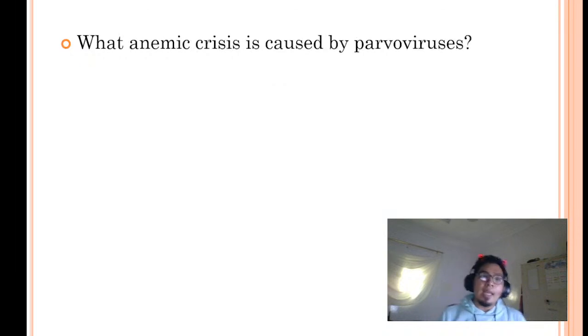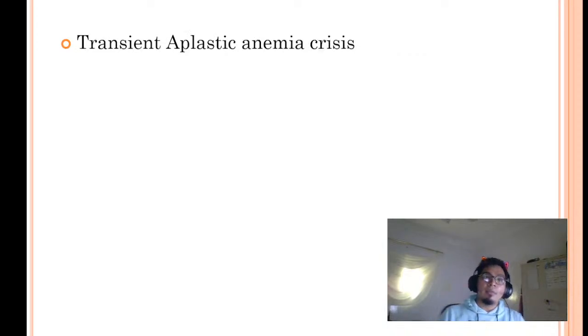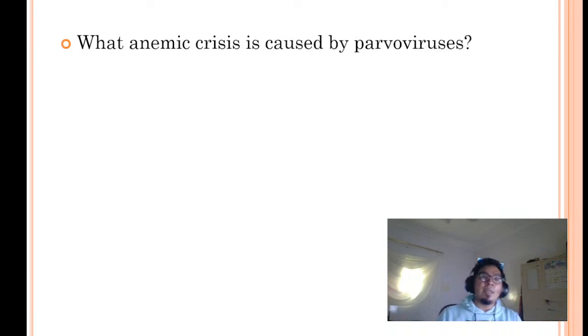All right. Anemic crisis caused by Parvoviridae is what you call transient aplastic anemia. These are viruses that can actually cause aplastic anemia. Yes, viruses can cause aplastic anemia as well. And if you're going to study hematology, you will encounter this one again. I'm pretty sure of that one. Aplastic anemia. All right.